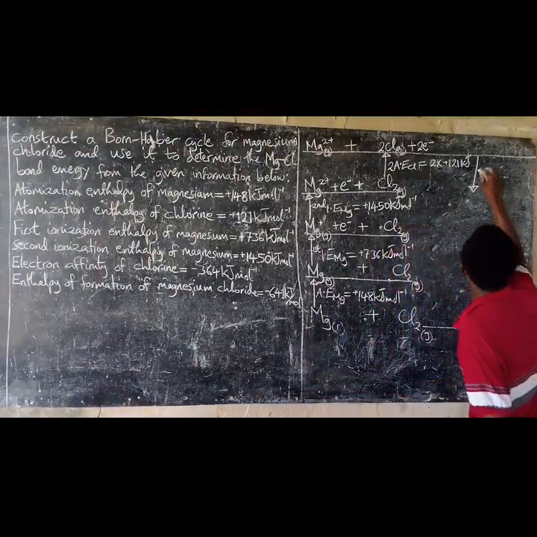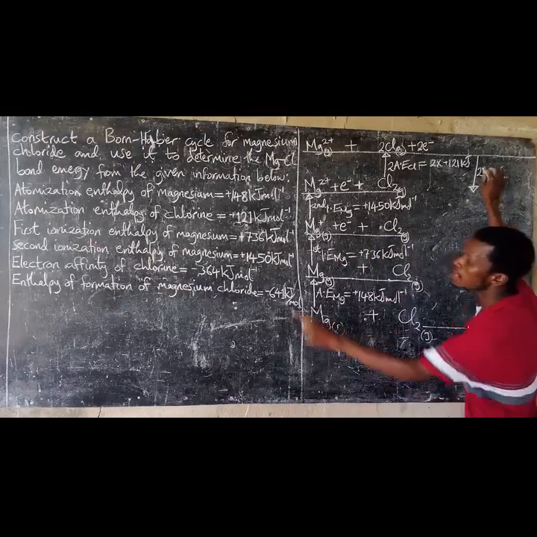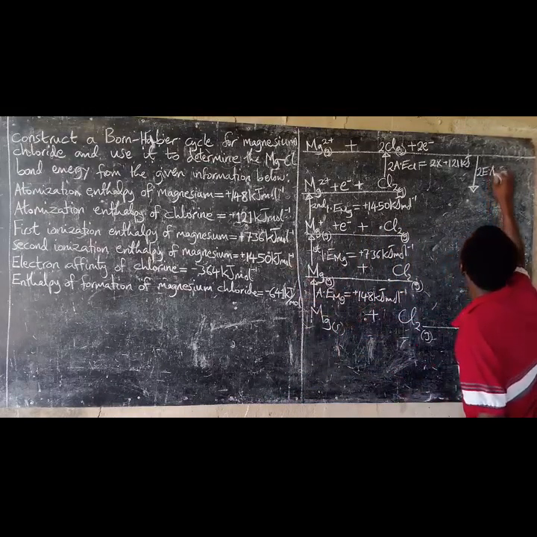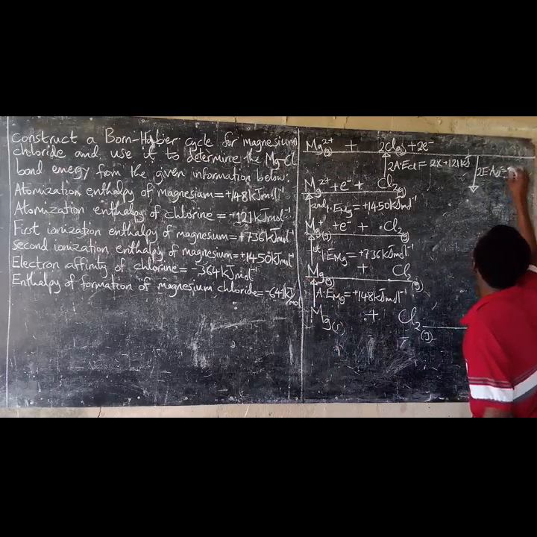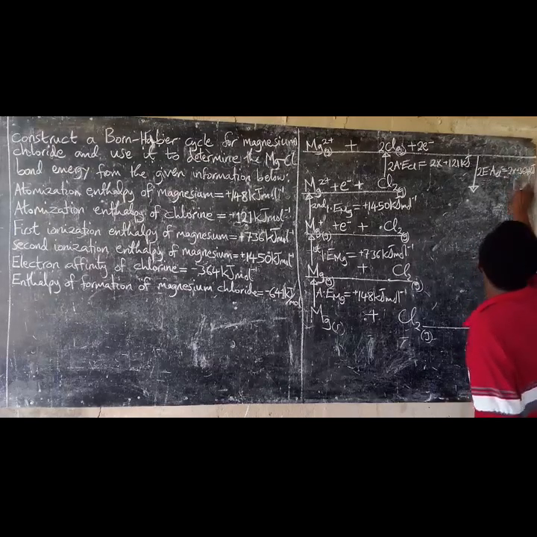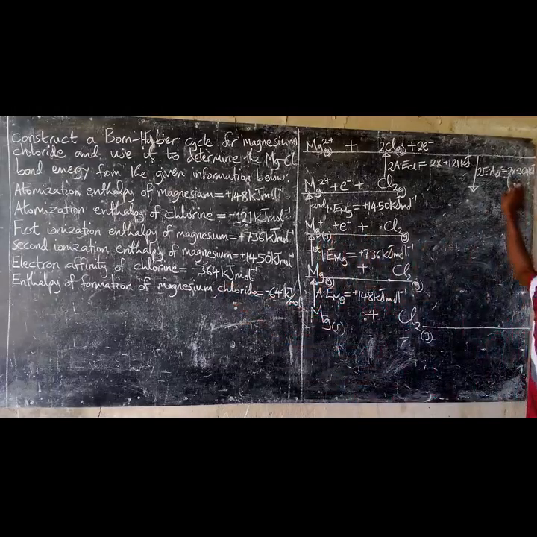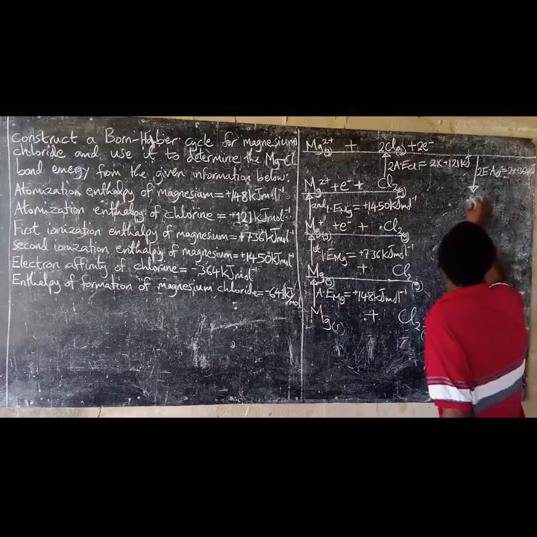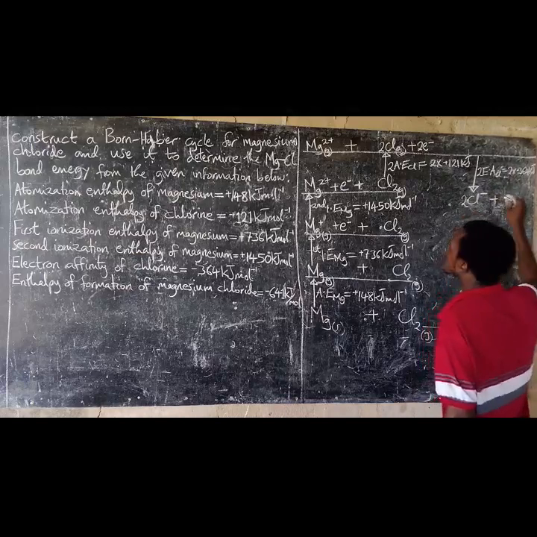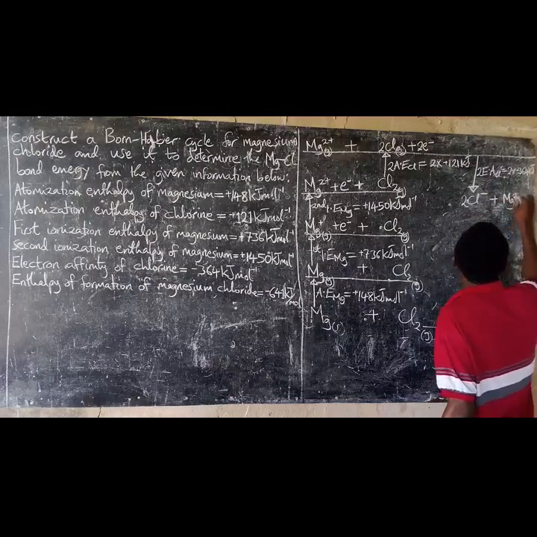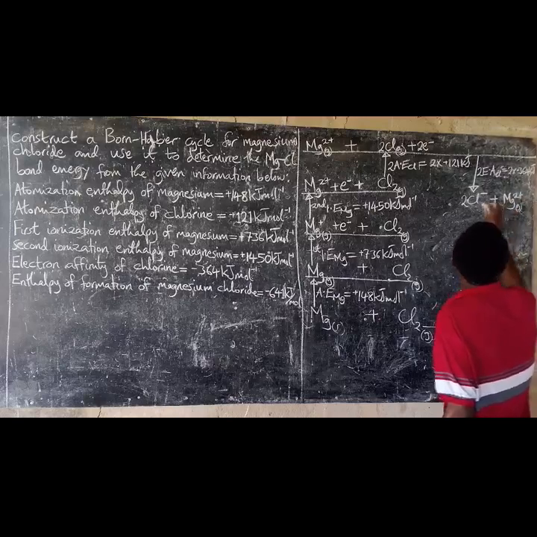Now this is 2 times the electron affinity of chlorine, which is equal to 2 times negative 364 kilojoules, not per mole, because there are 2 moles. Now this is chloride, negatively charged, plus magnesium, gaseous ions.